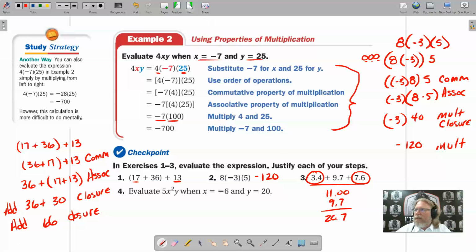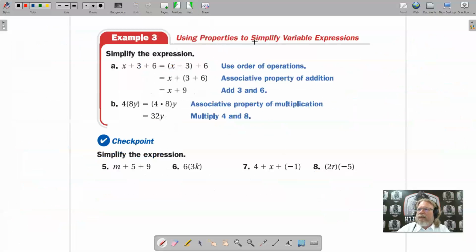Okay, so let's go ahead and look at using properties to simplify variable expressions. So simplifying variable expressions, on this one here, simplifying is different than evaluating. We take an expression, and it may not be as simple as possible. There might be a simpler way of writing it without it being, well, say so long, right? And I don't mean so long as in goodbye, but I mean as in its length, right?